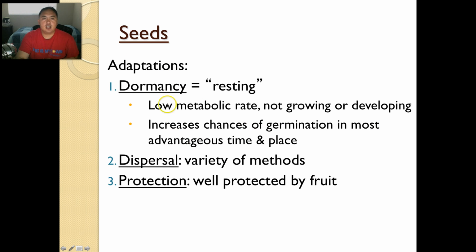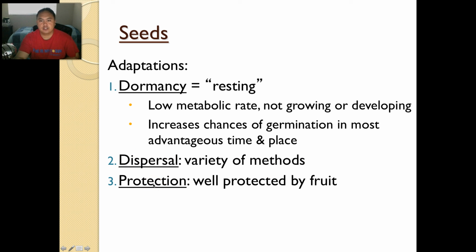The seeds, normally they are in dormancy, they're resting. So think about it as they're like on pause. So if they're a growing living thing, the seed is just on pause or resting. It still does metabolism, but it's not growing and it's not developing. It increases its chances of germination when it has the right time, the right place, and the right nutrients. We talked about how it gets dispersed, and then again, it's protected by fruits.